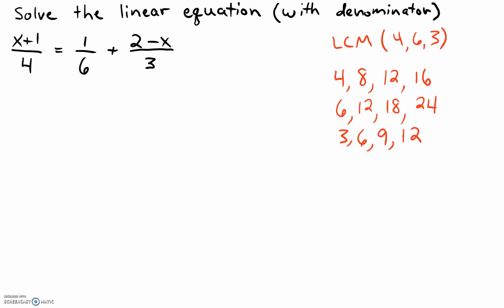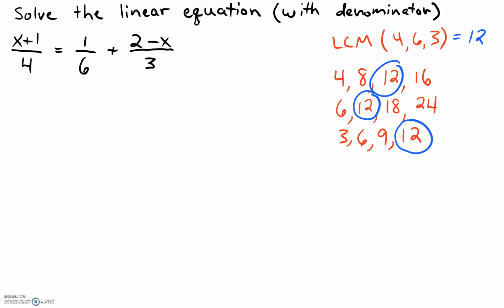Now you may have to do more, you may have to do less, it just depends on the problem you're doing. But what you want to do is look for the first number that's shared by all three of these lists. In this case, it's going to be 12. So the least common multiple of 4, 6, and 3 is going to be 12.